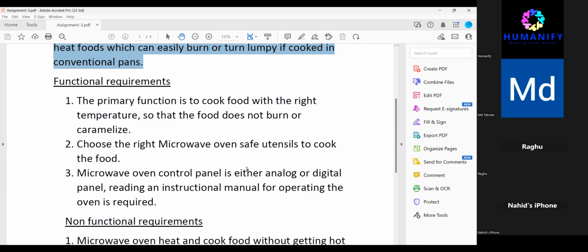And the second thing is to choose the right microwave oven safe utensils to cook the food. Do you think it is a functionality of the oven? Choosing the safe utensils to cook? Feel free to comment, please.